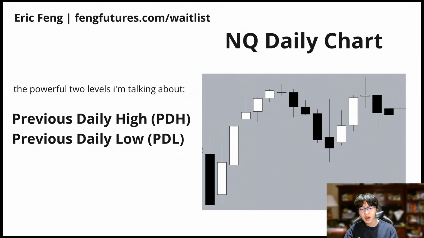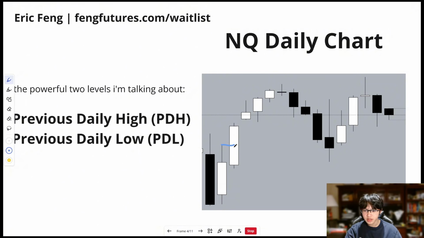And now the two powerful levels that I'm actually going to be talking about in this video are the previous daily high and the previous daily low. So let's look at our daily chart and actually see how it plays into it. Let's start off on this day. You can find the previous daily high and the previous daily low through the top wick and the bottom wick of the daily candle. So if we're trading on this day, this daily candle, and we look at the previous daily high, we can draw it out from that wick.